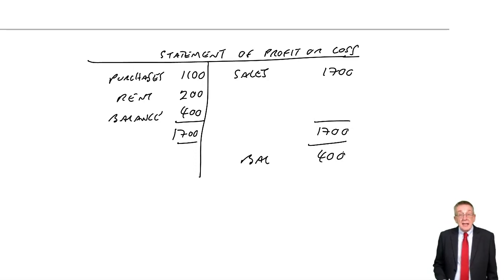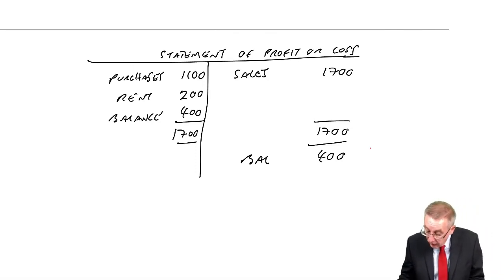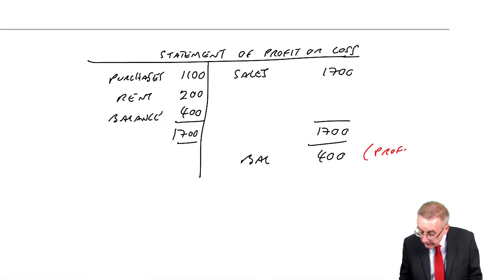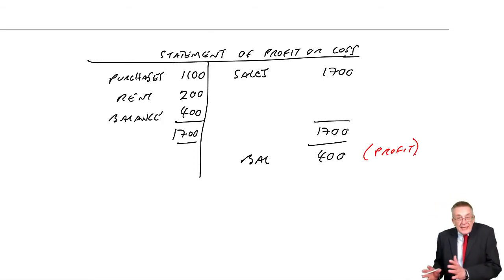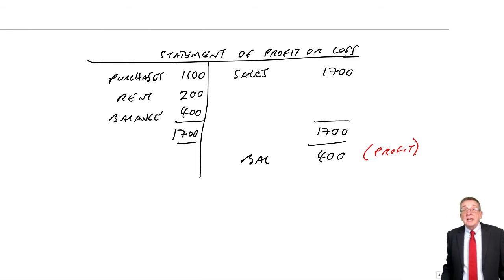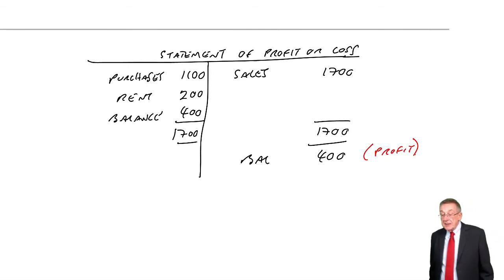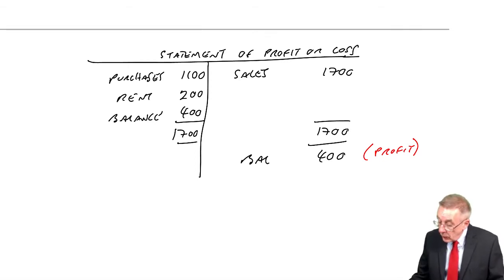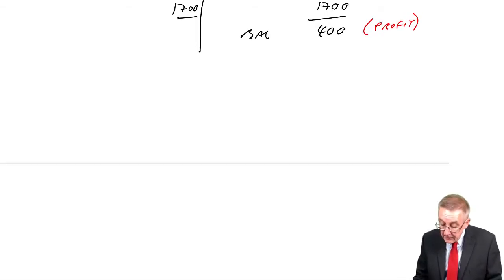And of course, what is that 400? Surely that's the profit for the year. It's a credit balance because it's owed to the owner. And we've now completely finished with the T accounts. We can now do our pretty statements. First of all, the pretty statement of profit or loss.